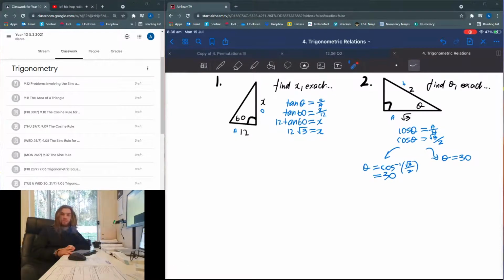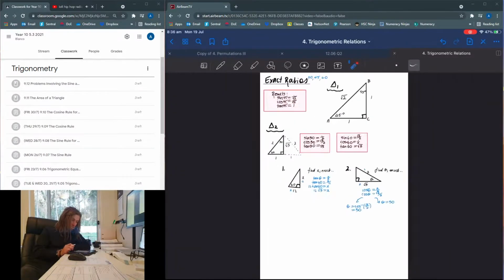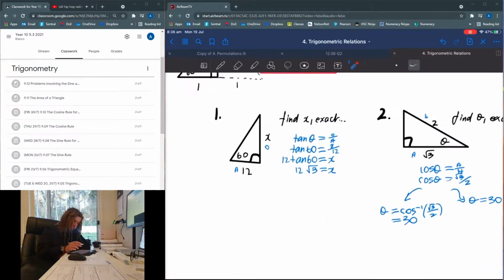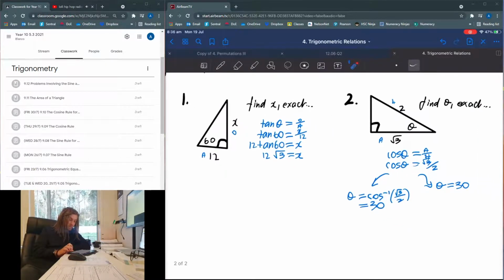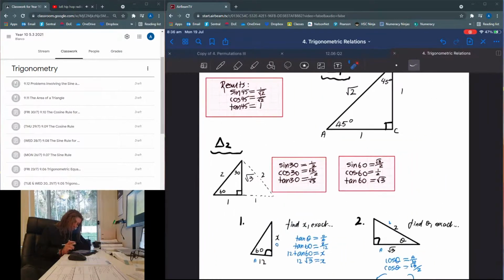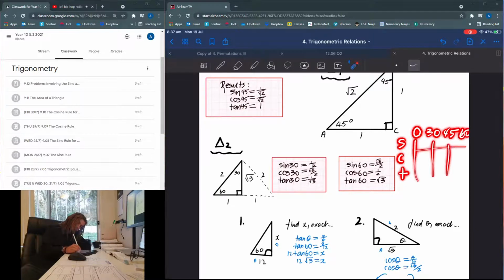I feel like people in this class might appreciate the fact that these relations do exist. So it's just making you aware that these do exist, and we're going to be using results like this to solve equations. That's kind of where we're aiming towards. I'm going to post in the classroom a photo of what my one looks like. Essentially, it's just sine, cos, tan, 0, 30, 45, 60, and then what they are.